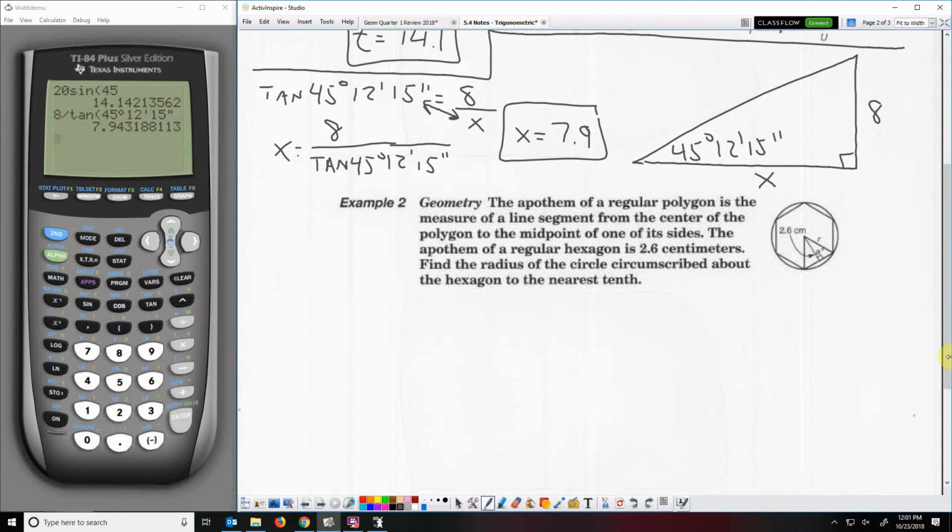Okay, find the apothem. The apothem is the measure of a line segment from the center of the polygon to the midpoint of one of its sides. Okay, so the apothem here is that segment. The apothem of a regular hexagon, and this particular one is 2.6 centimeters. Find the radius of the circle circumscribed about the hexagon to the nearest tenth. So I want to find that length right there.